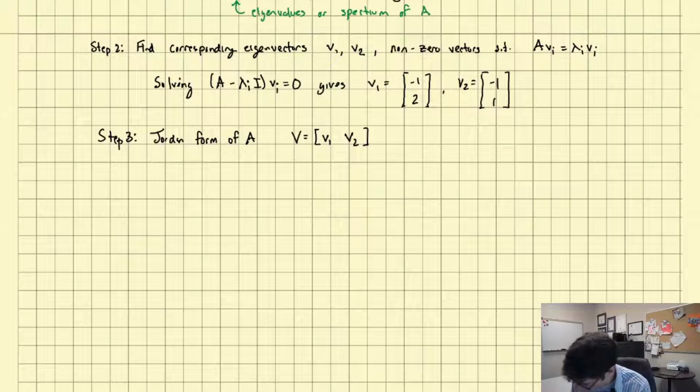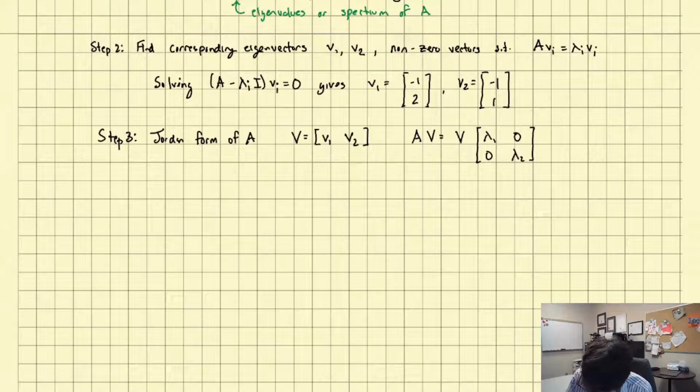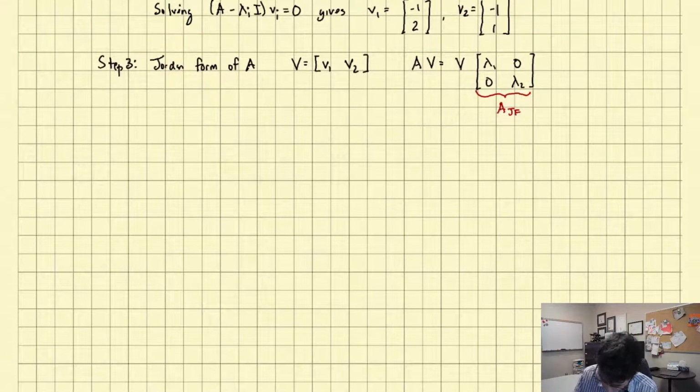And what does it look like? We have that A times V equals V times the diagonal matrix lambda 1, 0, lambda 2. And this is going to be our Jordan form. Okay, so now we have our Jordan form. It's V that is what we really wanted here, and we now have it. And so now we can compute the state transition matrix.